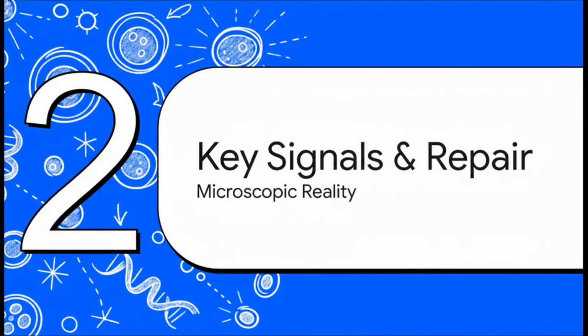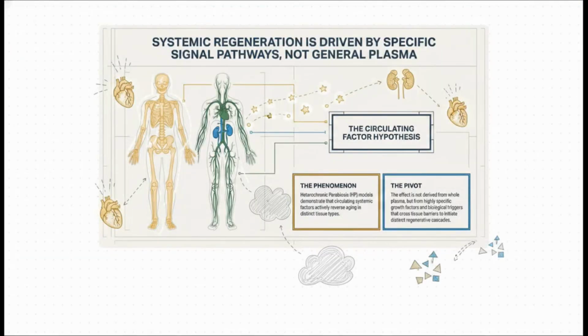Moving right along to Section 2, Key Signals and Tissue Repair. To make sense of all this, we really have to zoom in. We have to pivot completely away from this popular myth of whole plasma therapies. The core breakthrough in our understanding is this: the regenerative effect that actually reverses aging in different tissues doesn't come from just giving someone generic whole plasma. It comes from highly specific biological triggers.